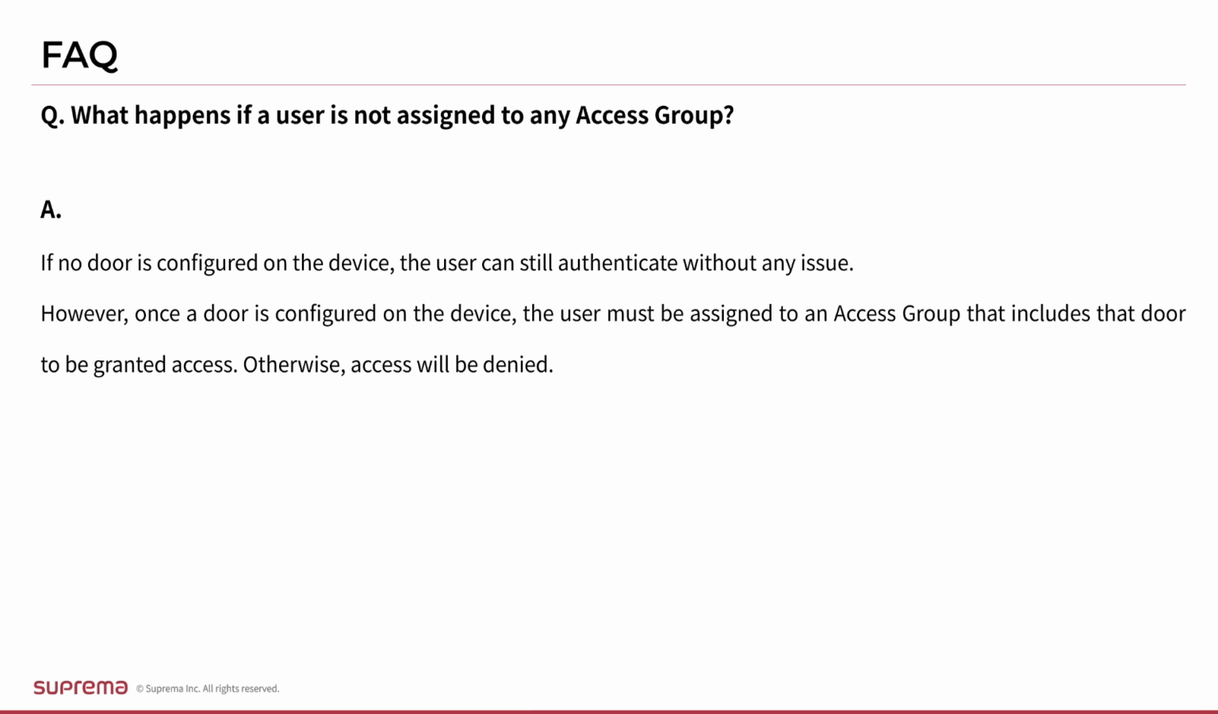The next question is, what happens if a user is not assigned to any access group? If no door is configured on the device, the user can authenticate without any issue. However, once a door is configured on the device, the user must be assigned to an access group that includes that door to be granted access. Otherwise, access will be denied.